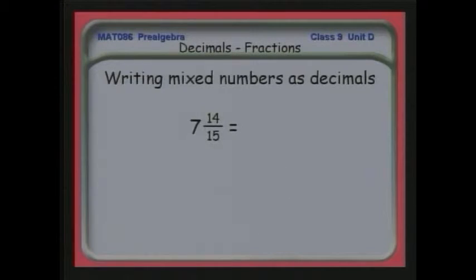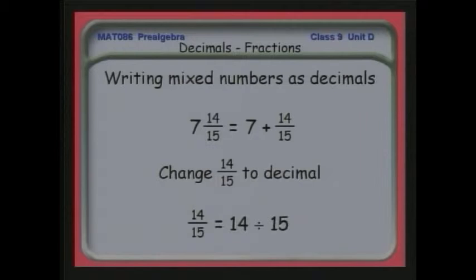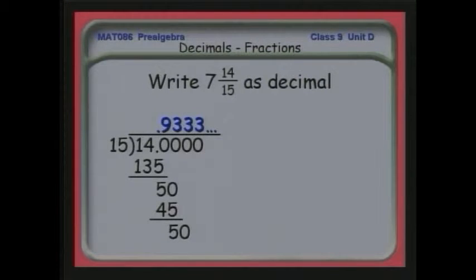Let's look at writing mixed numbers as decimals. We have 7 and 14/15, and we would like to express that as 7 point something. Again, all we need to do is remember that 7 and 14/15 means the same thing as 7 plus 14/15. Then we change the 14/15 to a decimal by dividing 14 by 15. When we do that, we see that 14/15 is equivalent to 0.9333, and we can express 7 and 14/15 as 7.93333333333333, or just 7.93 repeating.